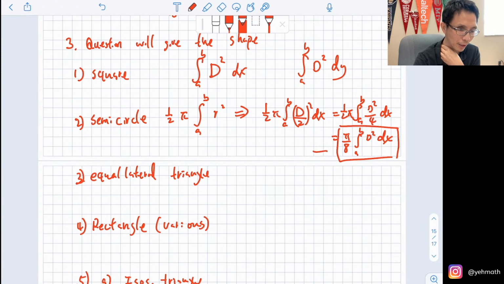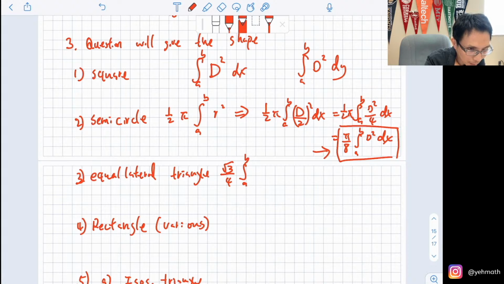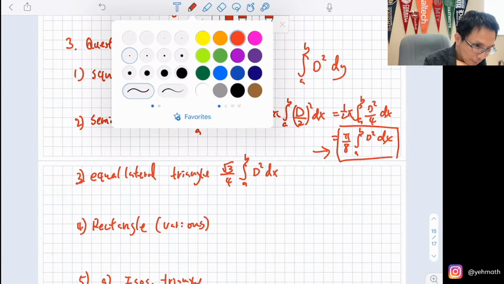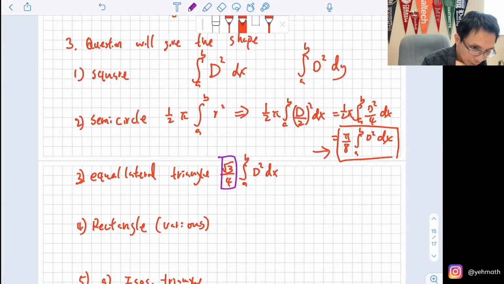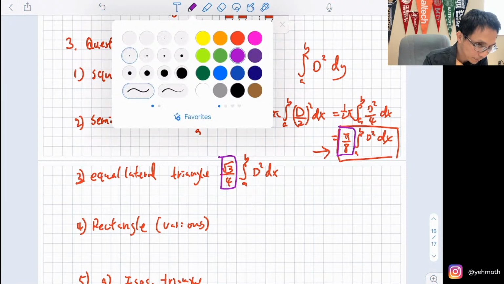So that's the final equation I will memorize. I'll just memorize the coefficient because the d squared is always there. Pi over 8 is different. So we just figure out an equilateral triangle. The ratio is going to be square root 3 over 4, integration between a to b, and that's going to be d squared dx again. So the only thing you have to memorize is this part, the purple part, which is if the equilateral triangle is this, and the semicircle is this, they all start with d squared.